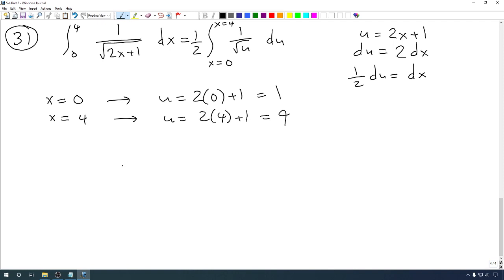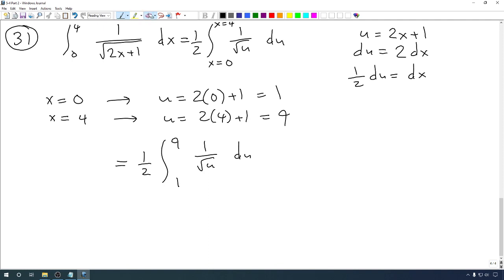So this integral that we have up here is equal to 1/2 of the integral from 1 to 9 of 1 over the square root of u du. And the advantage of doing this is that now we never have to go back to x's at all. We never have to do the step where after we find the antiderivative, we put in the values of x back instead of our u's.